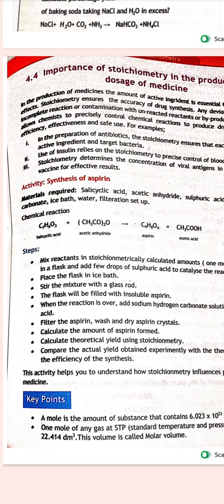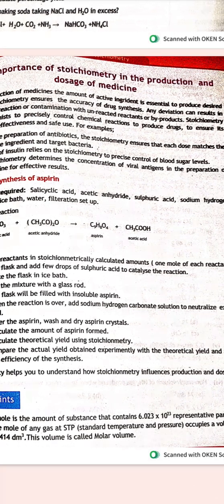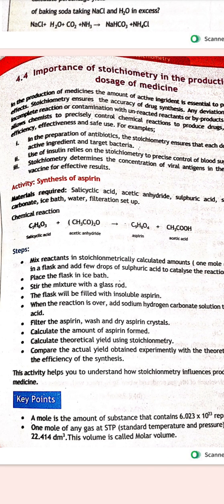Calculate the amount of aspirin. Calculate the theoretical yield using stoichiometry. Compare the actual yield obtained experimentally with the theoretical yield.